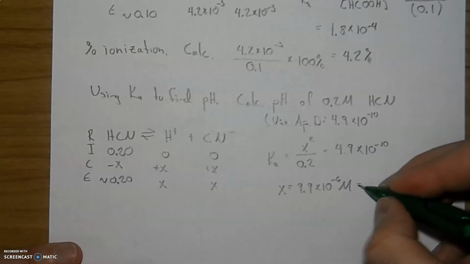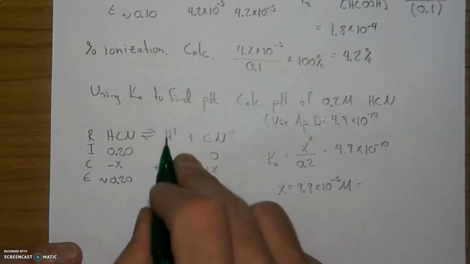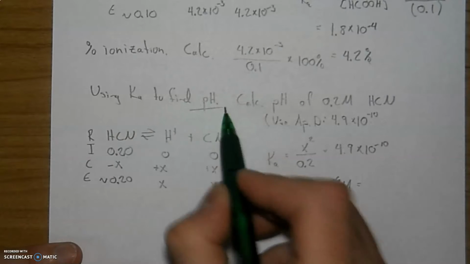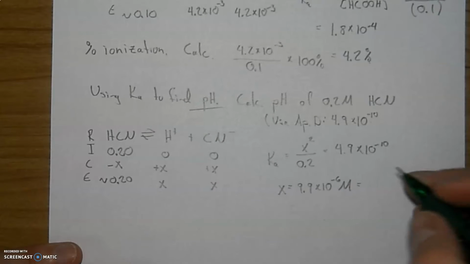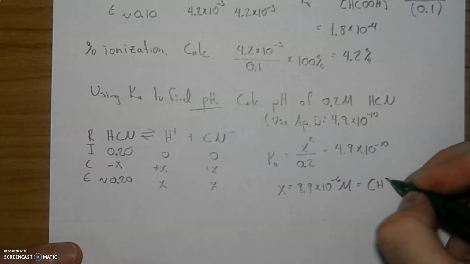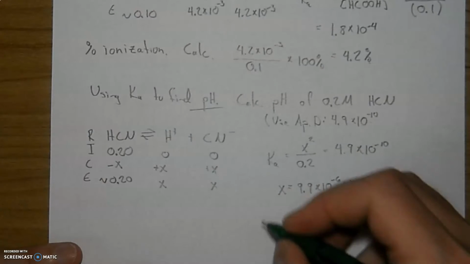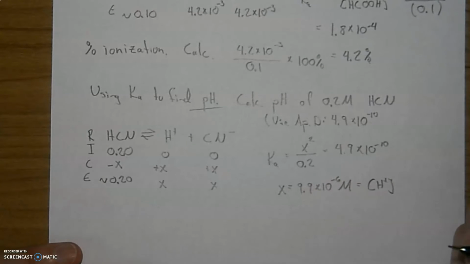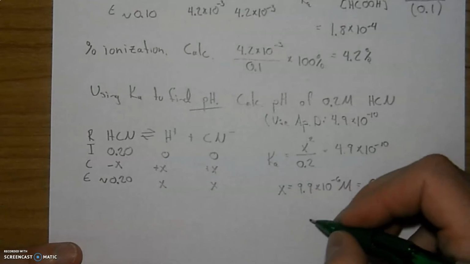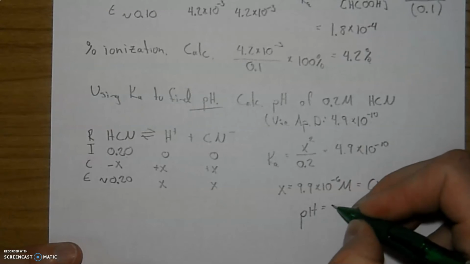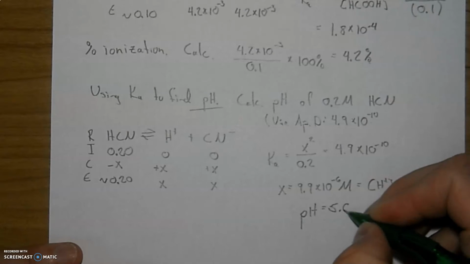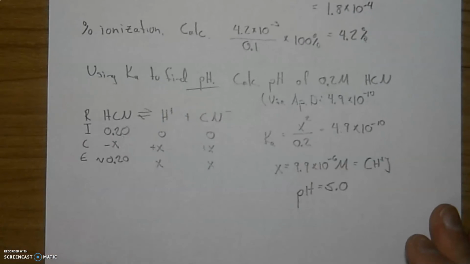And again, because this is x, find pH. So if I have this concentration, it is x, I can go in and do negative log of that value. And if I do negative log, the pH is equal to 5.0. There it is. Done.